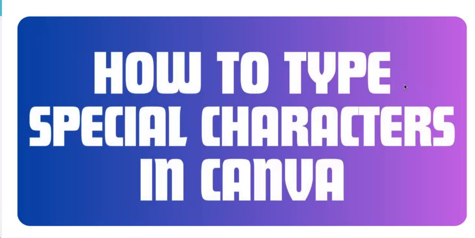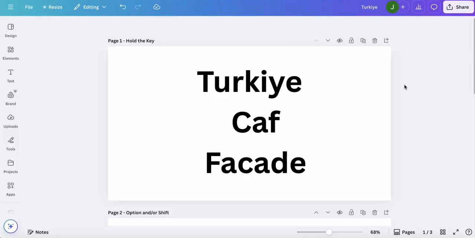Today I'm going to show you how to type special characters in Canva. If you need accents, symbols, or emojis in Canva and you have a Mac, here are 4 fast ways to type special characters. Method 1. Hold the key.